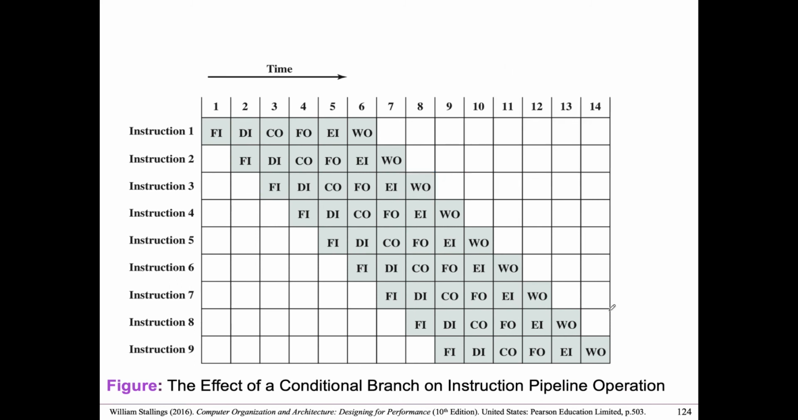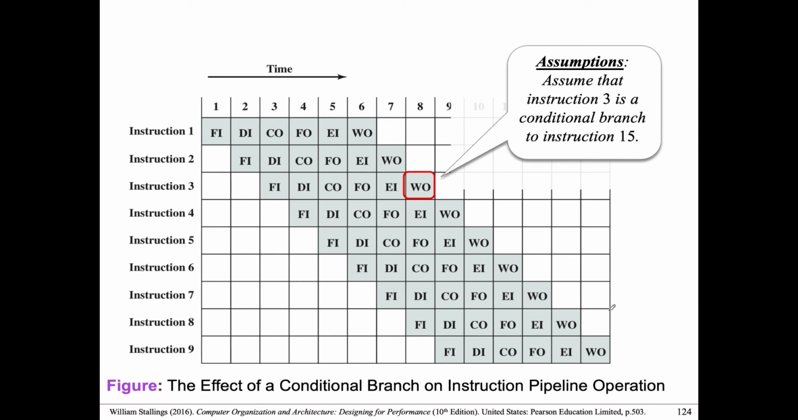So you're going to see that this is the effect of a conditional branch on instruction pipeline operation. See this part. Assume that instruction 3 is a conditional branch to instruction 15. So you have too many instructions until you also have instruction number 15. You're going to see that WO is not going to be considered.